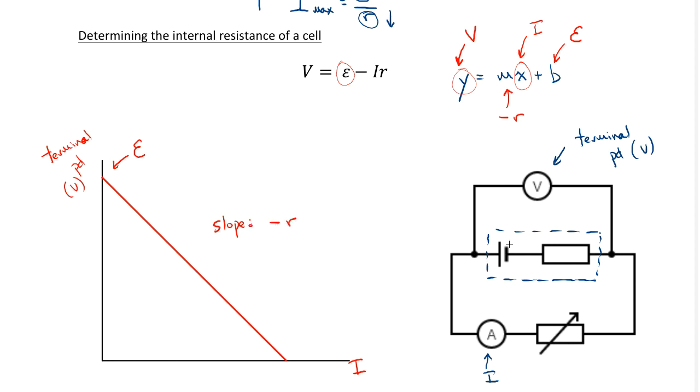So once again, we're using this setup. We're measuring the terminal potential difference and the current as we change the external resistance, graphing that as a straight line, and then our y-intercept is the EMF of the cell, and the slope gives us negative of the internal resistance of the cell. So that's an introduction to the internal resistance of a cell and how you'd find it experimentally.